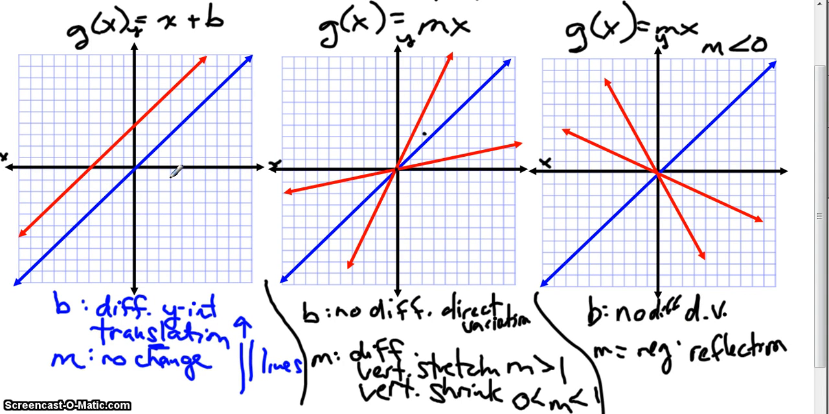And do we also have the possibility of stretches and shrinks here? Yes. So we could have a vertical stretch or vertical shrink, depending on the factor that goes along with the negative slope.